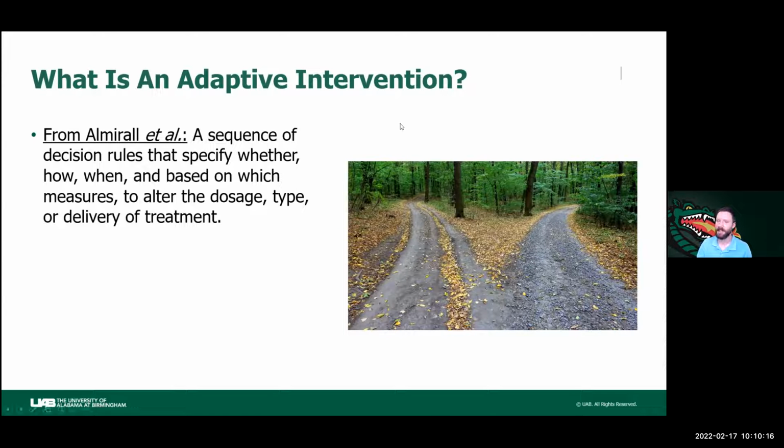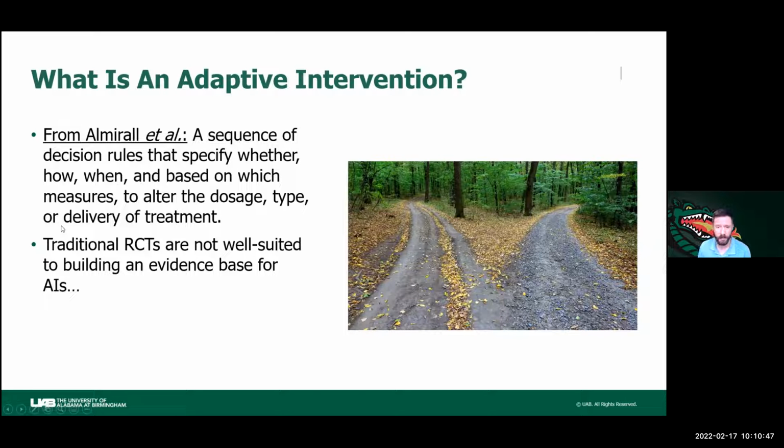But anyway, from one of the papers that I shared, they defined this as a sequence of decision rules that specify whether, how, when, and based on which measures to alter the dosage, type, or delivery of treatment. It's a mouthful, but I think it's really comprehensive. And clinicians make these decisions all the time with their patients. It's what they do, right? But it's not uncommon for these decisions to be made without a really strong evidence base. They're oftentimes relying on their best clinical judgment.